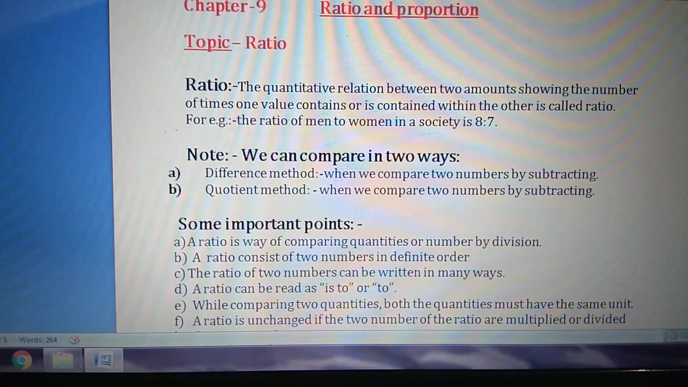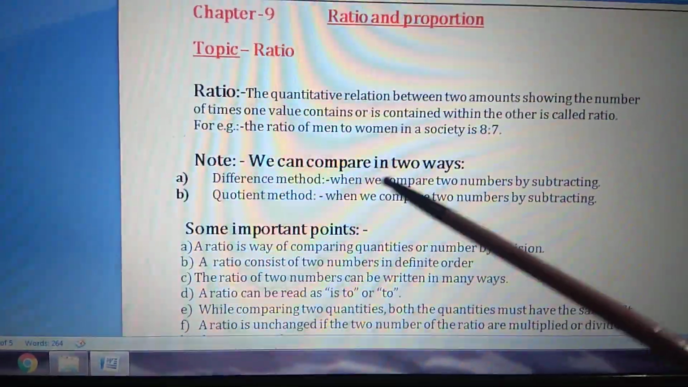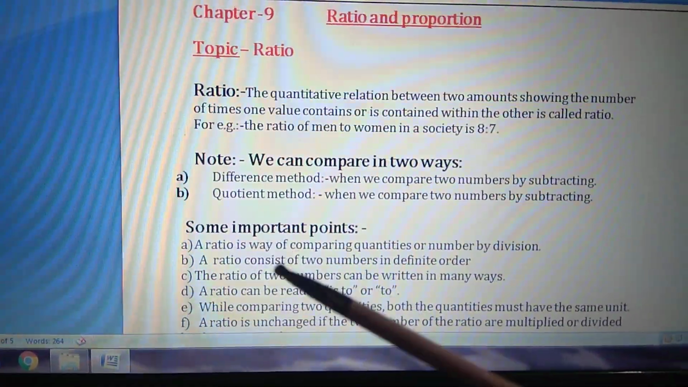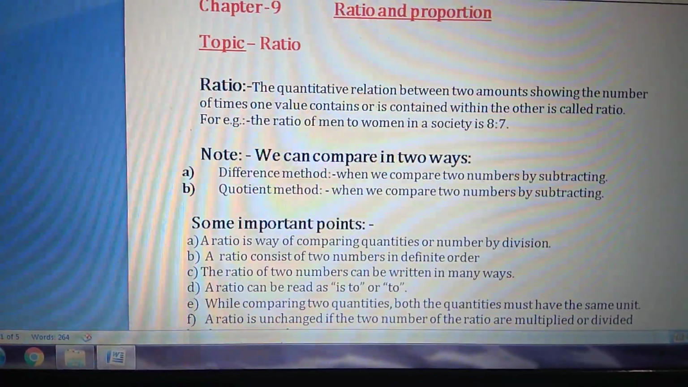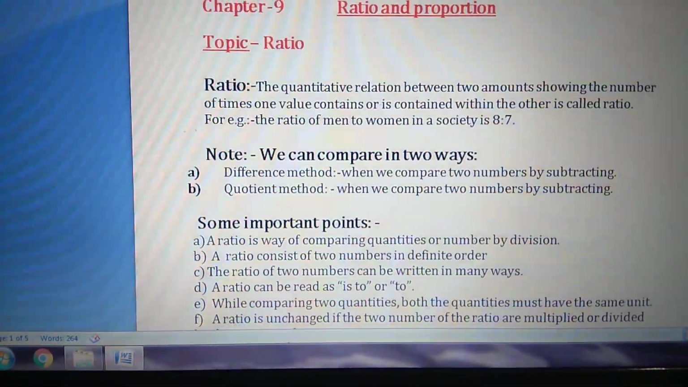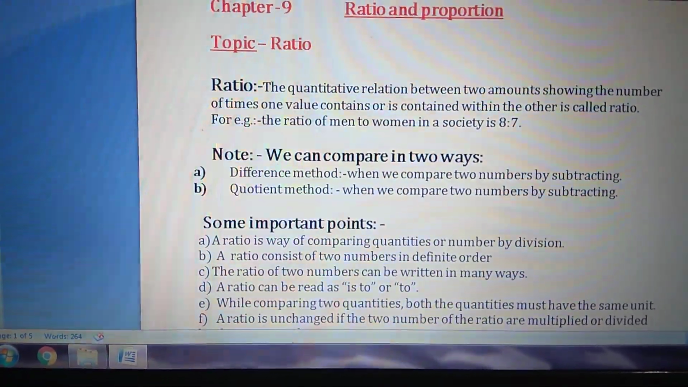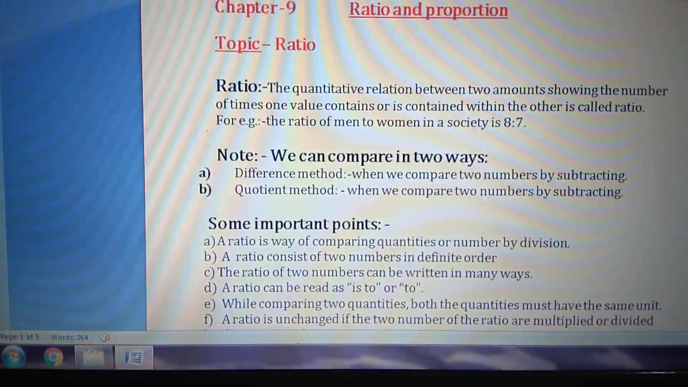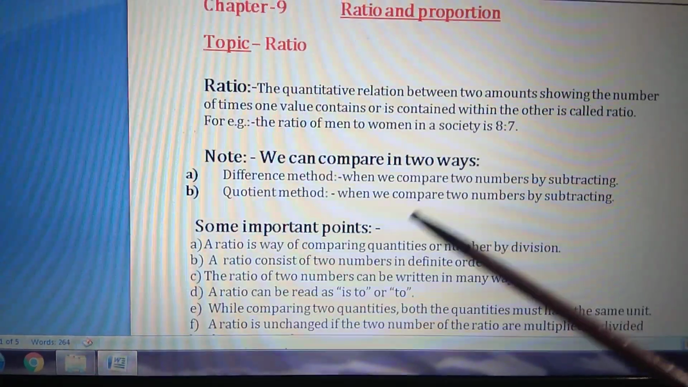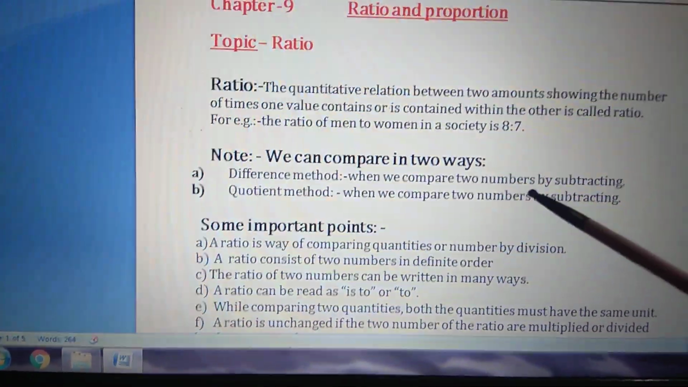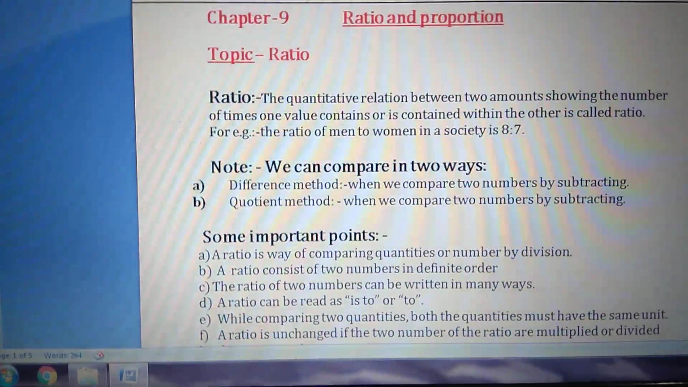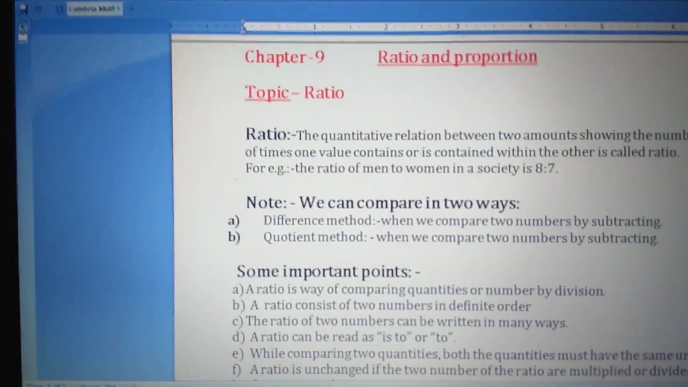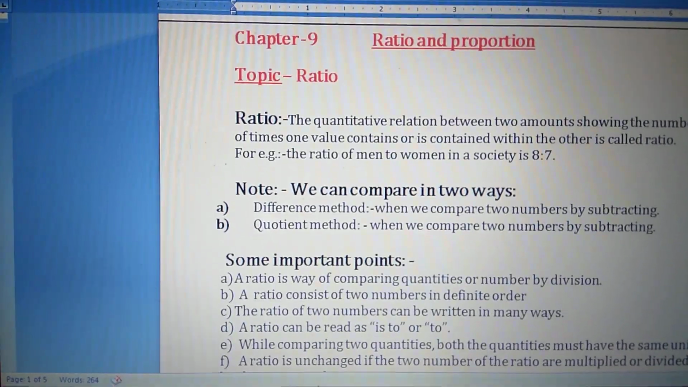So let me differentiate them. We can compare in 2 ways. One is the difference method, one is the quotient method. That means we can compare 2 things by these 2 methods. Difference method means subtracting, and quotient method means dividing. So when we compare 2 numbers by subtracting, it is called the difference method, and when we compare 2 numbers by dividing, it is called the quotient method.